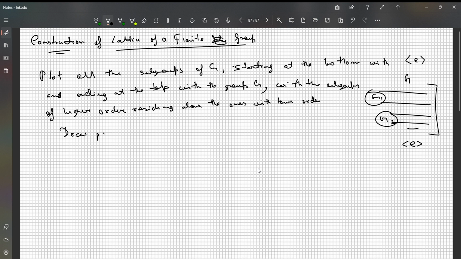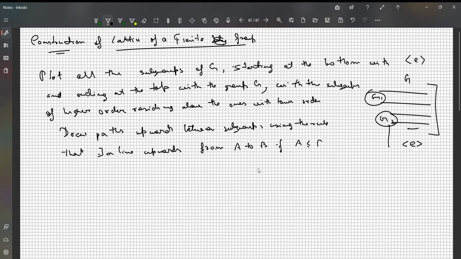Clear? Draw paths upwards, that is like this, draw paths upwards between subgroups, using the rule that there exists a line upwards from A to B if A is a subgroup of B, right?